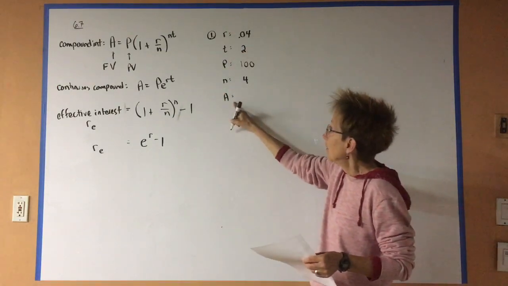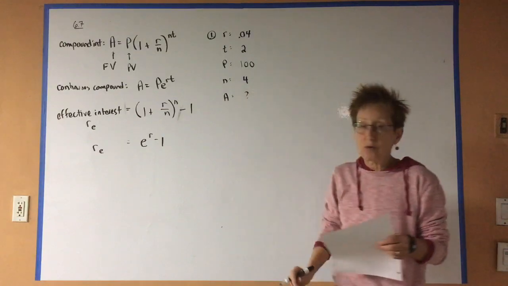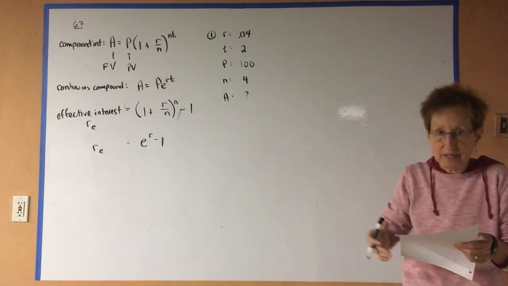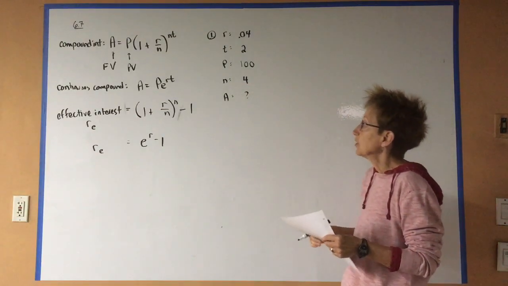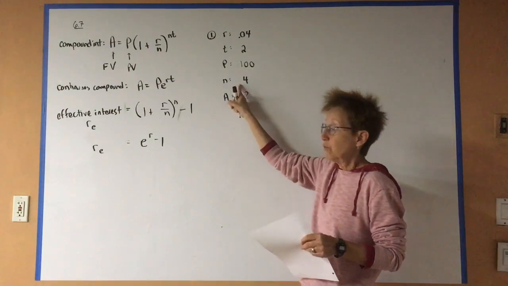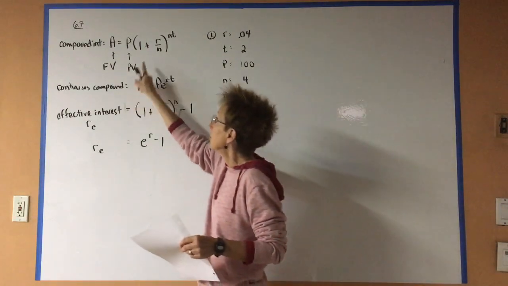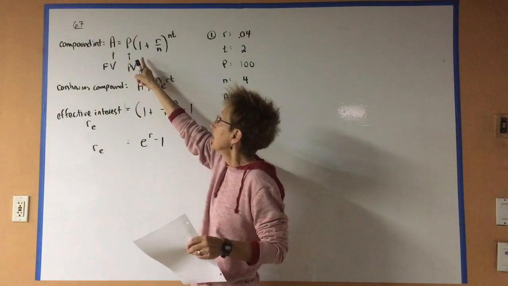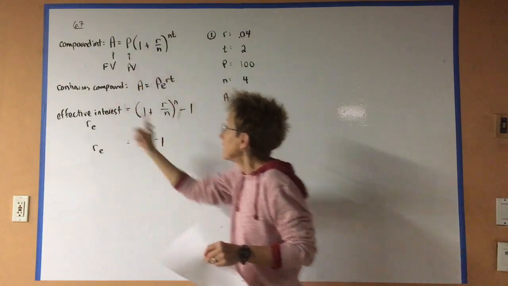So what do I not know? This is what I don't know, the A, the future value. So which formula am I going to use? It's compounded 4 times a year, so not the continuous compound, but the compounded interest formula, this guy right here. And I don't know the A, so that's kind of nice.